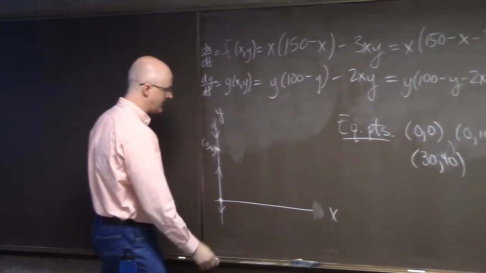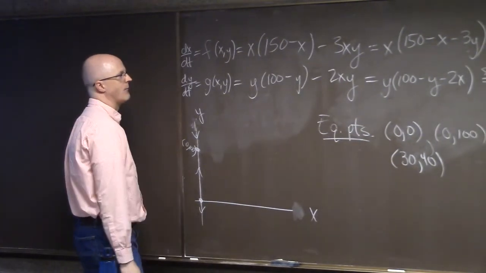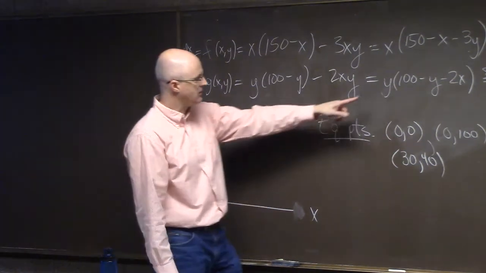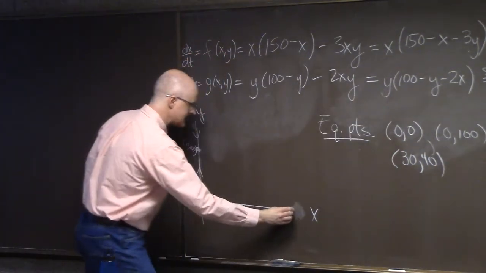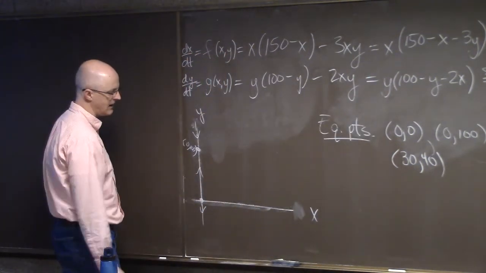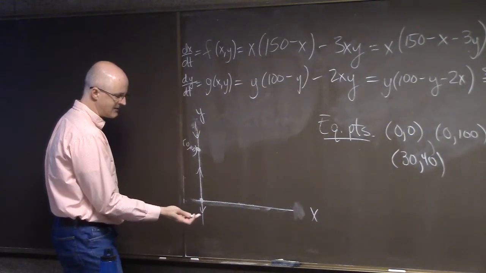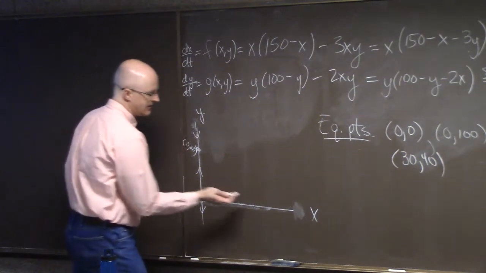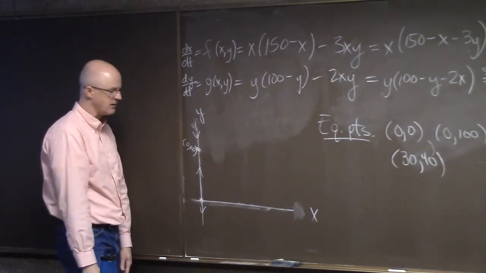Likewise, we can think about what if, well, that's one of the x nullclines. Let's focus on the simple y nullcline. That's when y is 0. That's the x-axis. That's a y nullcline. It's horizontal. Solutions that start on it have to stay on it. The vectors in the vector field are going to be horizontal along that line.